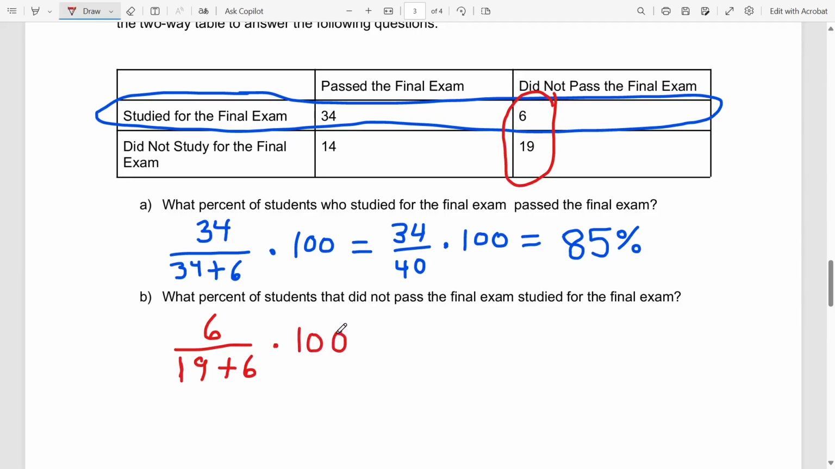So that's going to be 6 out of 19 plus 6, which is 25, times 100. All right. Which is going to be 24%.